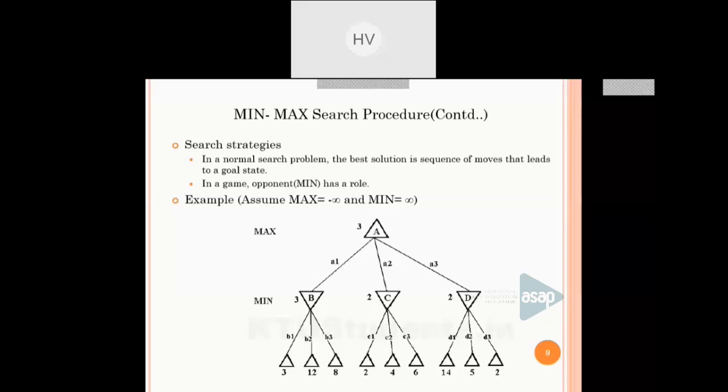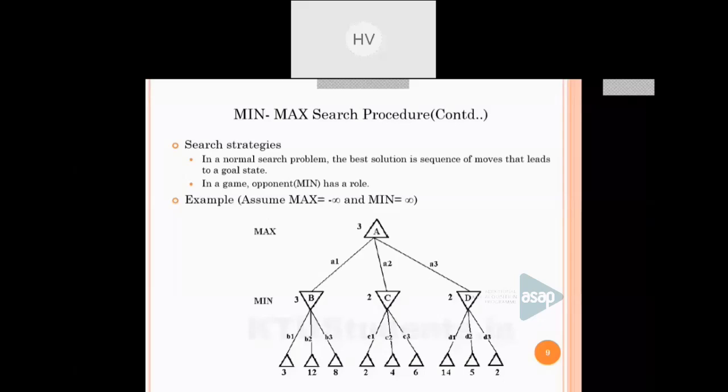Same thing you have to repeat for D. Compare the minimum of 14 and infinity, 5 and infinity, 2 and infinity. So the values you obtained are 14, 5 and 2. From these 14, 5 and 2, again you have to find the minimum. You will get the value 2. 2 is the minimum of 14, 5 and 2. So you get the value 2 at node D.